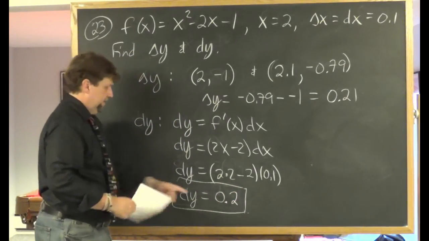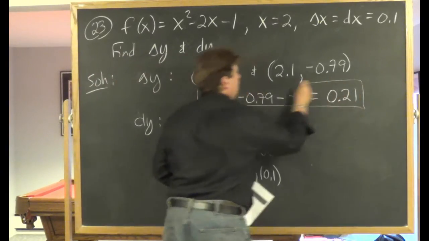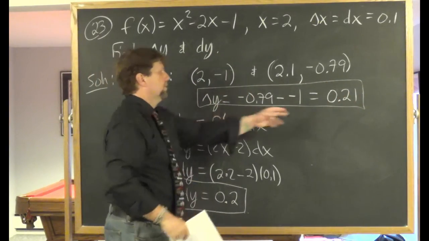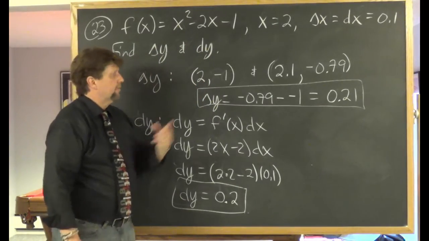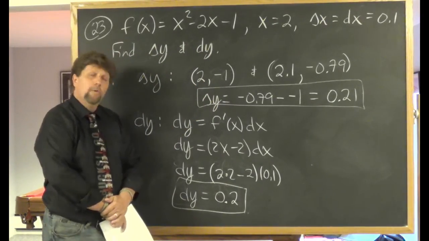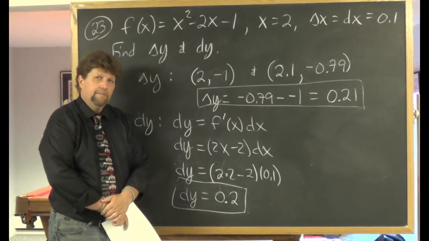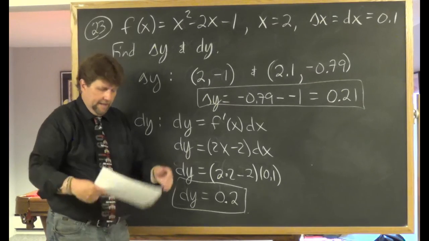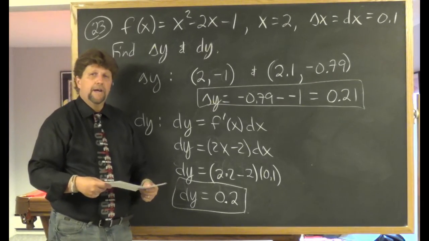And again, notice the dy equaling 0.2 is really close to the actual change in y, the delta y, which was 0.21. So hopefully you did 23, hopefully you got 0.21 for delta y, and you have 0.2 for dy. And that's it for number 23.